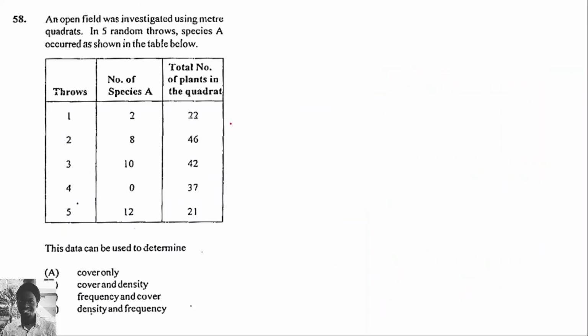Okay. Number 58. An open field was investigated using 1 meter quadrats. In 5 random throws, species A occurred as shown in the table below. So you have the information in the table here: number of species, total number of plants in the quadrat. Now, this data can be used to determine A. Cover only, B. Cover and density, C. Frequency and cover, and D. Density and frequency. Okay, now we don't have sufficient information here to determine the cover, right? So what we can use this information to determine is the density and the frequency. So that would be D. Good.